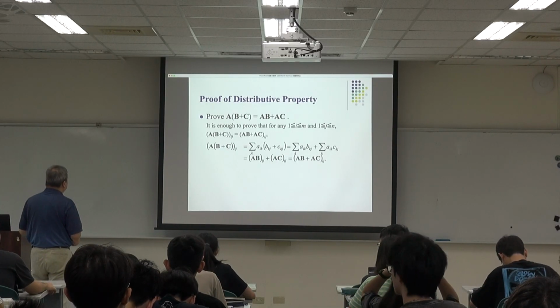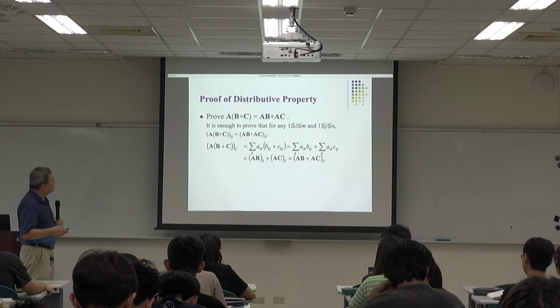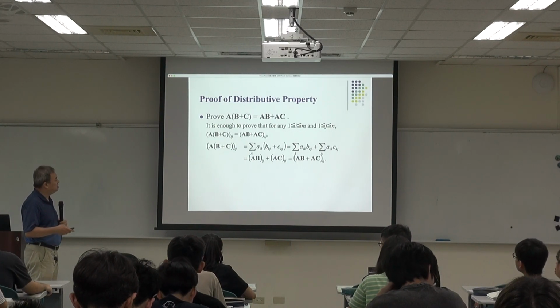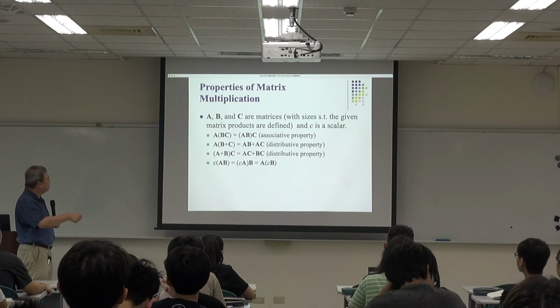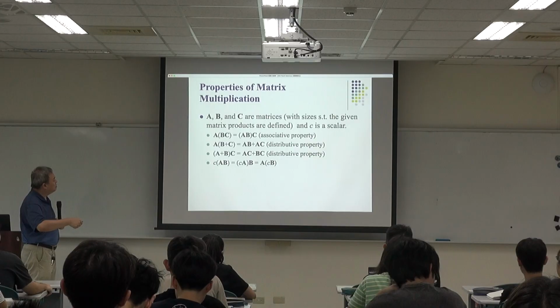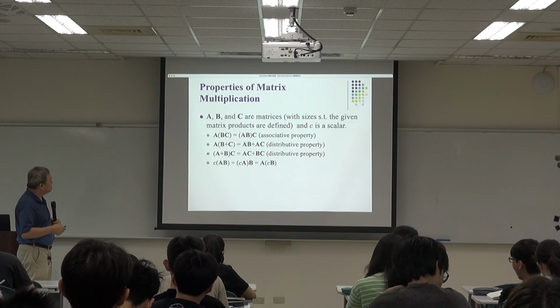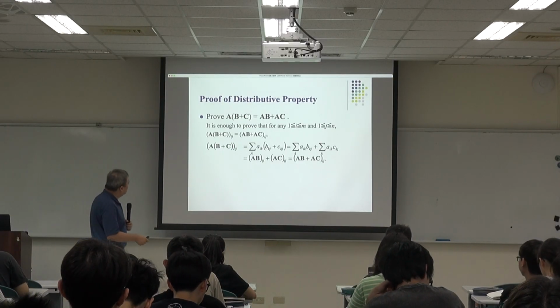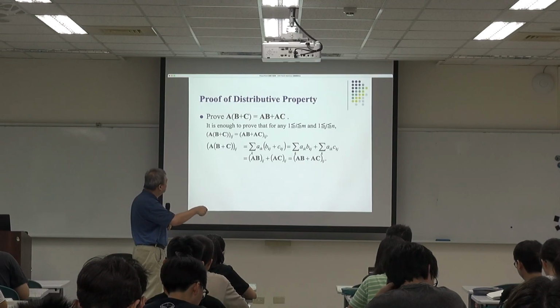Of course, we don't have time to prove every property. We will just use the distributive property as an example here. But for you, I highly recommend you try to prove every property by yourself. So for one of the distributive properties, A times parentheses B plus C, we want to prove this equals AB plus AC.